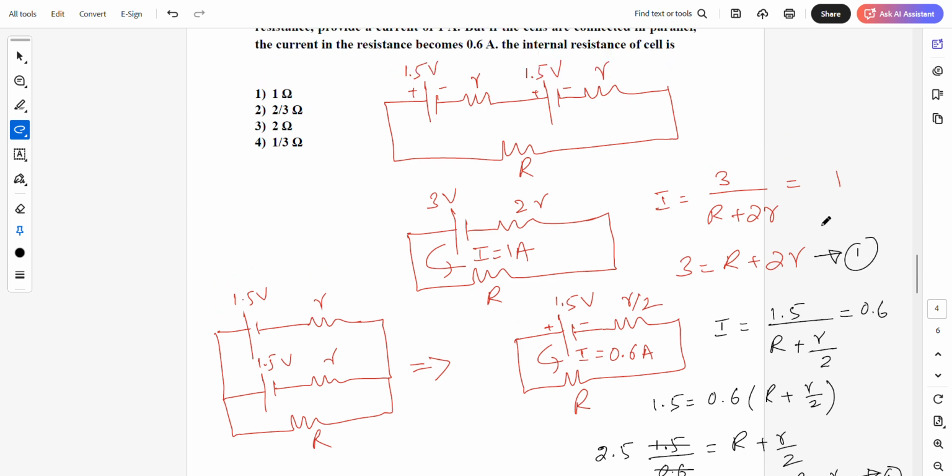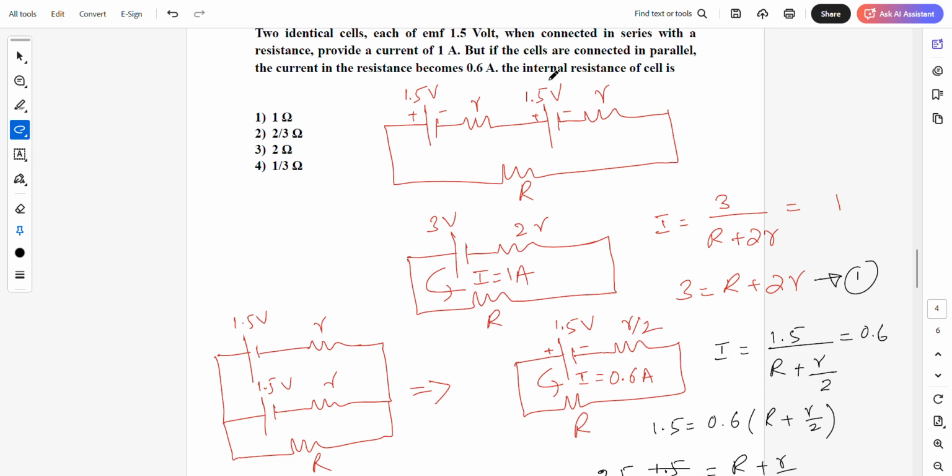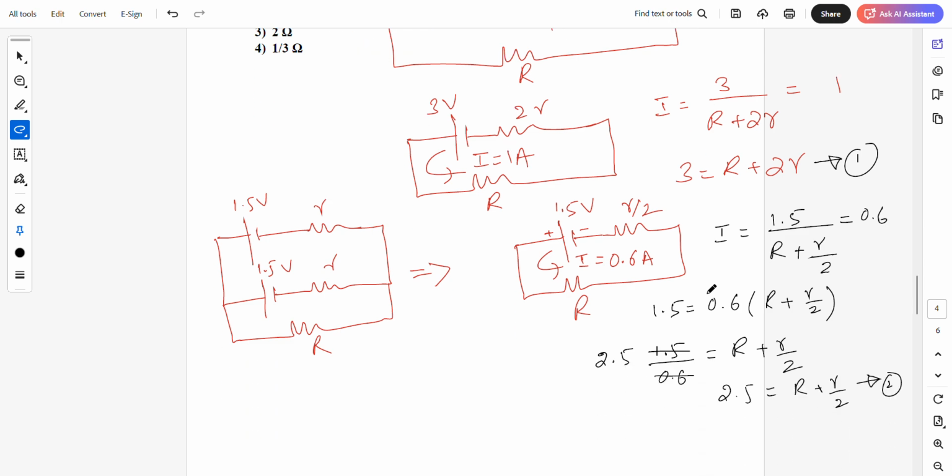Okay. What are they asking? They are asking you to calculate the internal resistance of the cell. How much is this small r they are asking? Okay. You have equation 1 and you have equation 2. Subtract them. Okay. If you subtract, what happens?